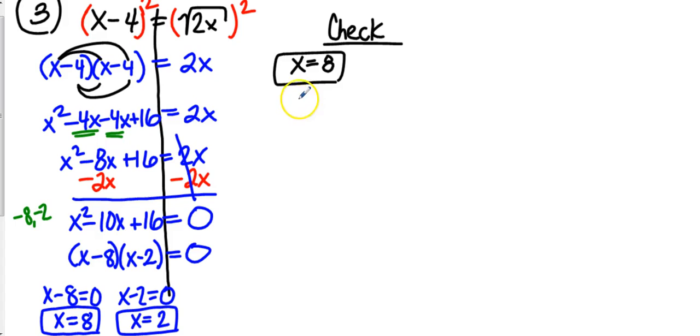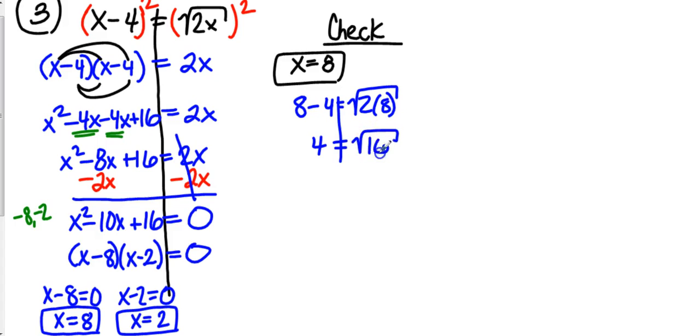So plugging back into the original equation, that'll be 8 minus 4 equals the square root of 2 times 8. The goal is that the left will equal the right. So let's see, 8 minus 4 is 4. Over here, underneath the radical, 2 times 8 is 16. Square root of 16 is 4. That worked. Now let's check x equals 2.